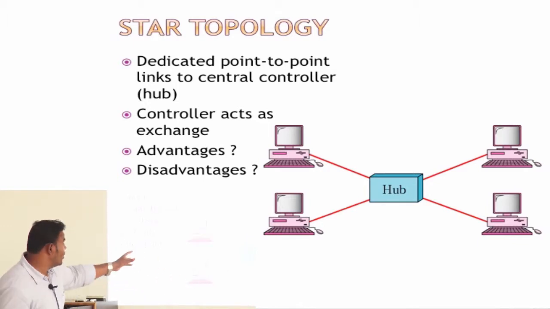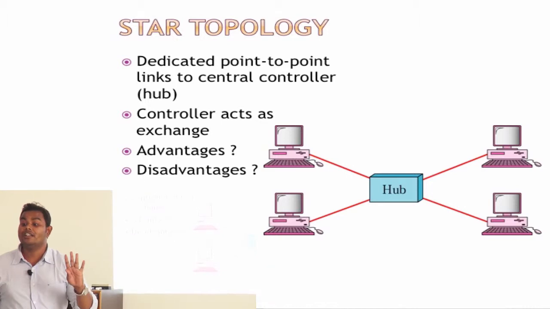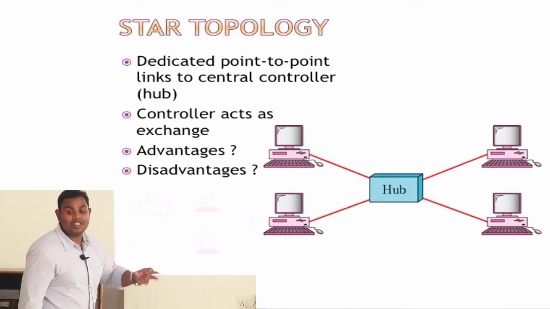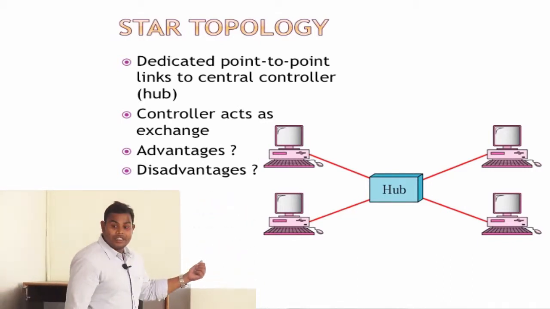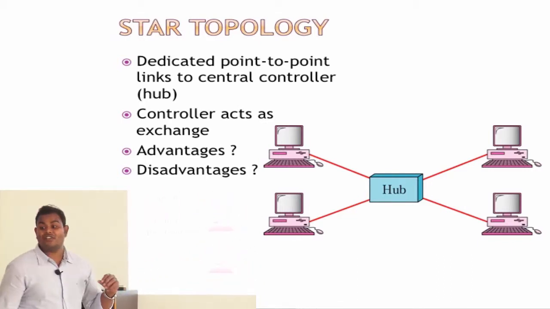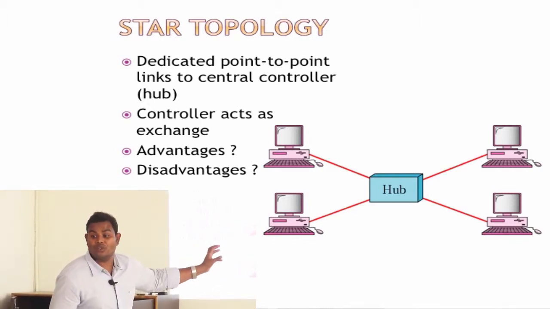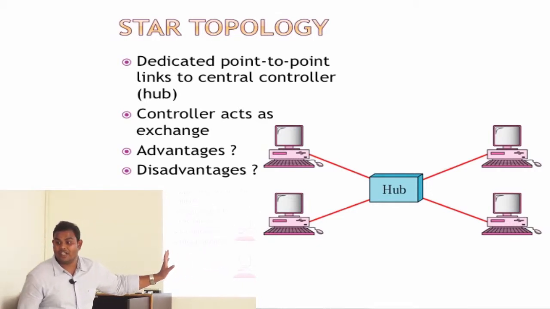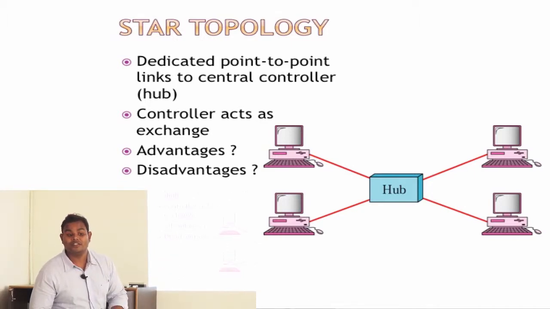How? Suppose we have how many computers here? 4 computers. Then we require only 4 links for communication. The demerit here is what? Here the demerit is that a bottleneck problem can occur. Bottleneck problem means if the hub is going to fail, as that is a single point of contact, then the total system is going to fail.